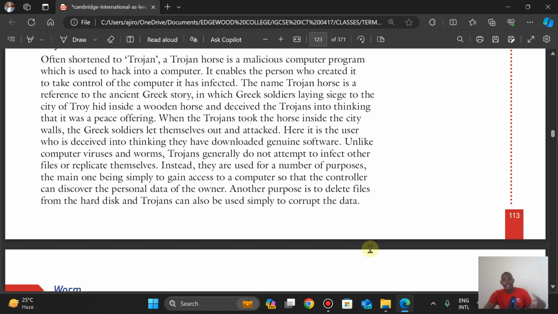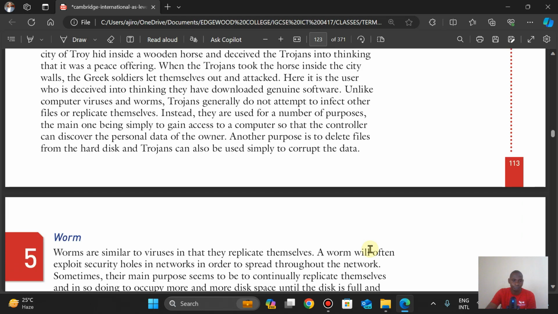Laying siege to the city of Troy. So it's just to deceive you. That's a Trojan. It's a way to hack into your computer. They send you genuine software like Facebook, and the moment you download that Facebook, another software is downloaded with it. Once you install it, that other software is also installing, and before you know it, they've taken hold of your laptop.